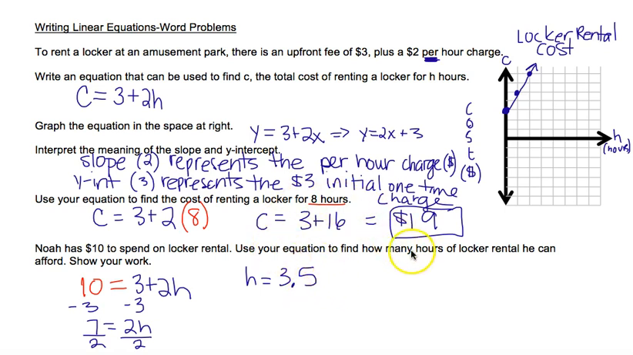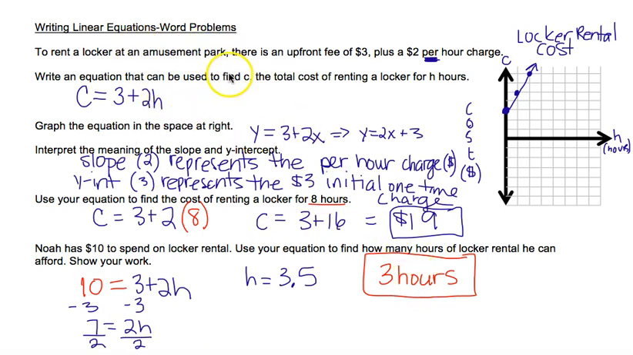They reset on full hours, which means that in this case, even though 3.5 exactly is what you get when you solve, the common sense part tells us that we have to make that 3 hours. He can actually only afford to have the locker for 3 hours because the 4th hour is going to cost $11 and he's just a little bit short. So hopefully that makes sense.